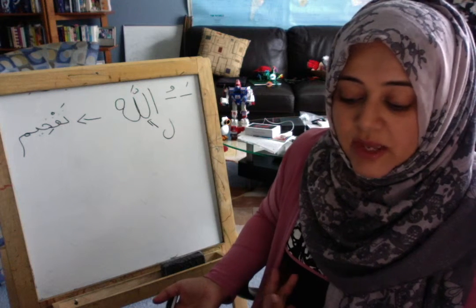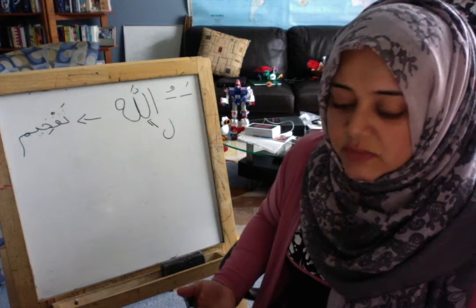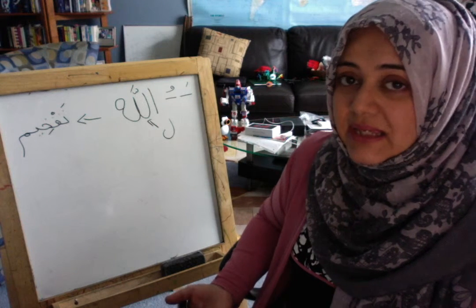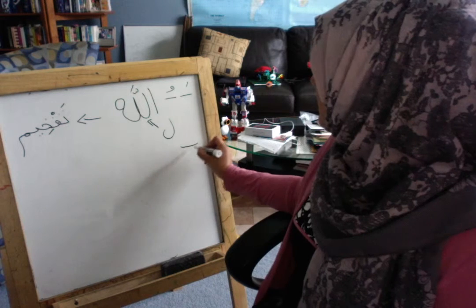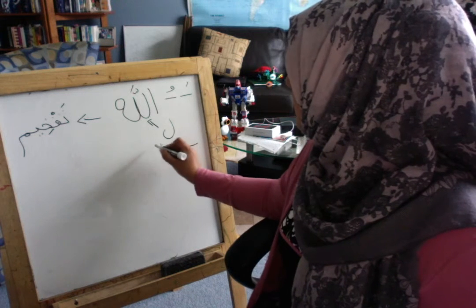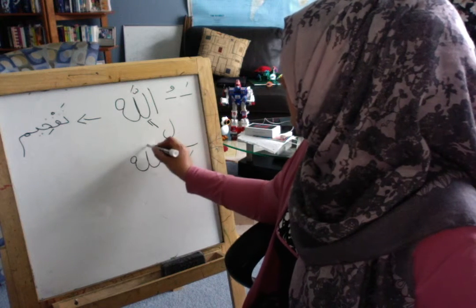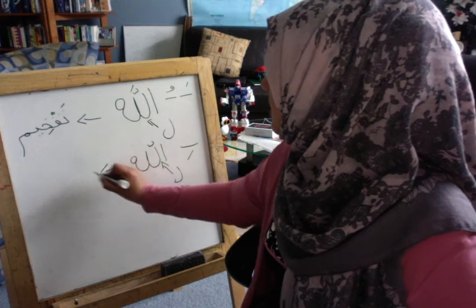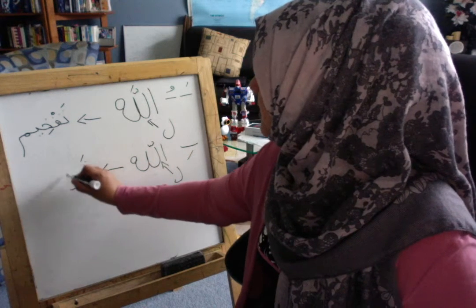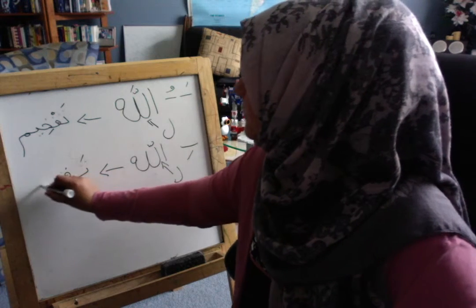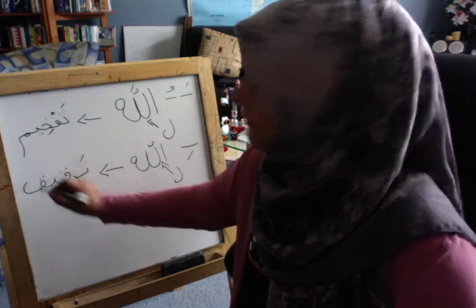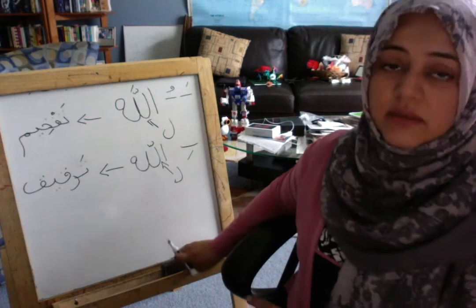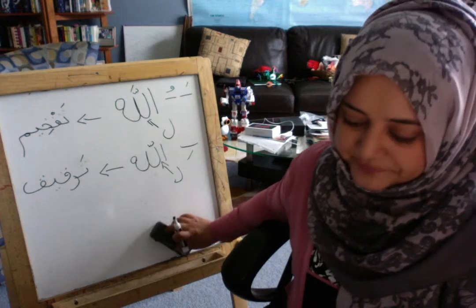For example, if you have a kasra, it would be like Bismillahi. So if you have a kasra before the Lam of the Allah, then you will have Tarqeeq. And it's just that simple. Alright, so that's the rule for the Lam in Allah.